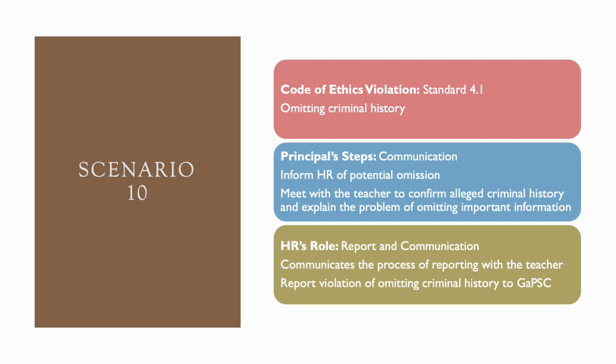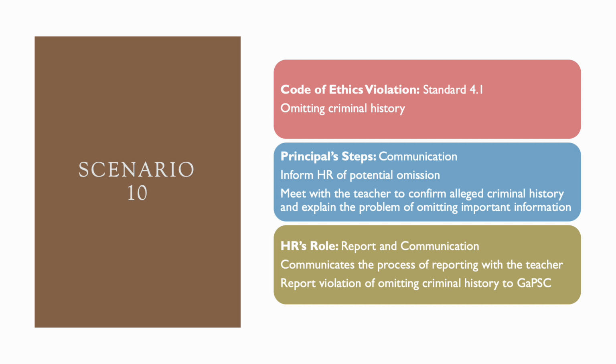As a principal, I would inform Human Resources of the potential omission and meet with the teacher to confirm the alleged criminal history and explain the problem of omitting that important information, as it is a violation of the Code of Ethics. The Human Resources role would be to communicate the process of reporting with the teacher and report the violation to the Georgia PSC.